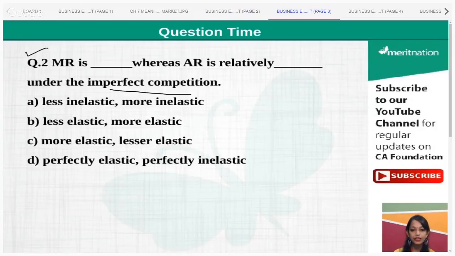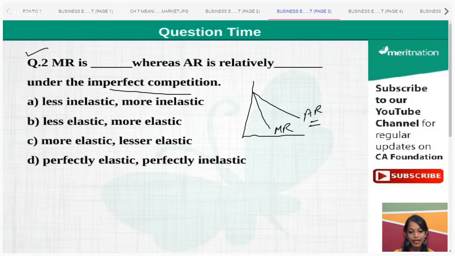Remember, imperfect competition, I'm saying. So in imperfect competition, we draw the curve like this, right? Very good, Archit. This is your AR curve and this is your MR curve, right? The AR curve is more elastic in nature and the MR curve, as we can see, is less elastic, right? So obviously the correct answer, as Archit said, is B.